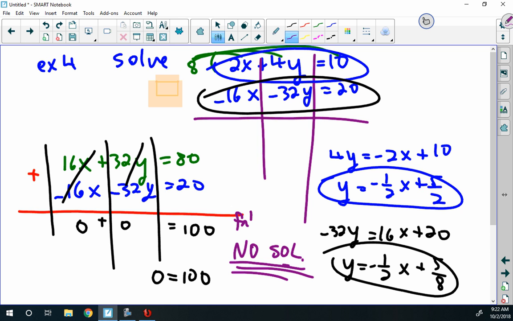Anytime you arrive at a false equation, it's going to be no solution. You're going to have lines that don't meet. You're going to have lines that do not intersect.